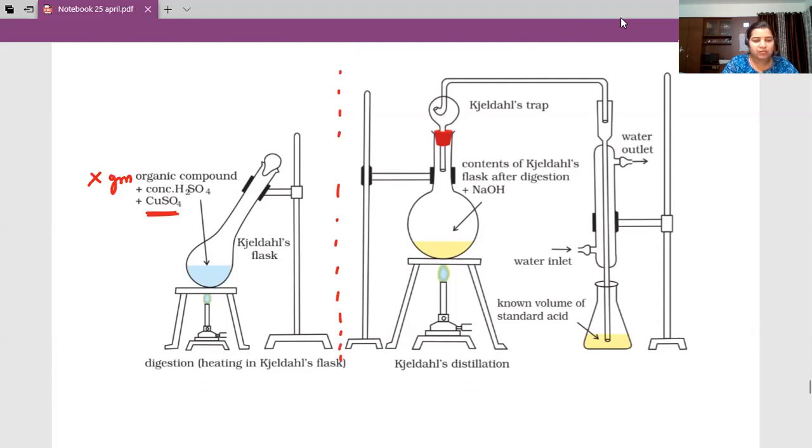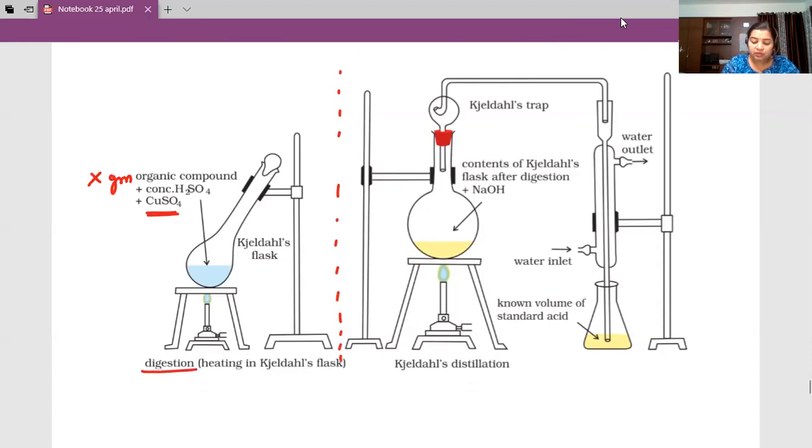It dissolves the flesh also. If you put a person's finger in concentrated H2SO4, it will just leave the bone and everything will be gone. After some time, even the bone will be dissolved to a certain extent. So we'll heat this for very long so that all the organic compound is ultimately totally dissolved in this.